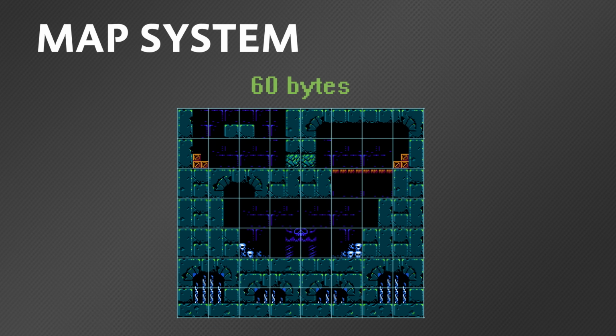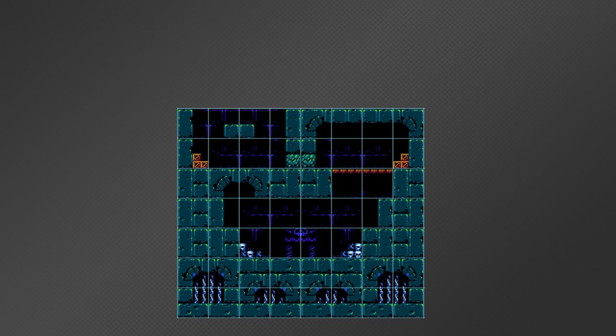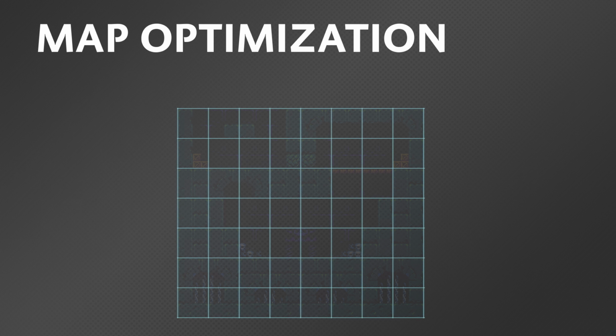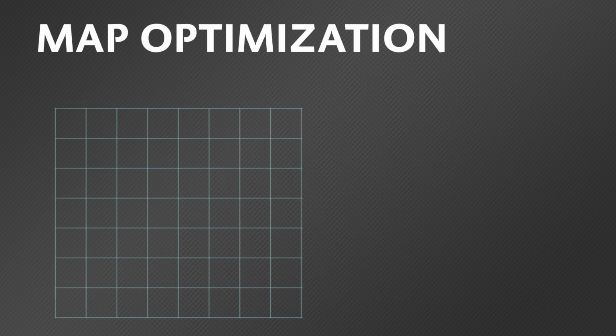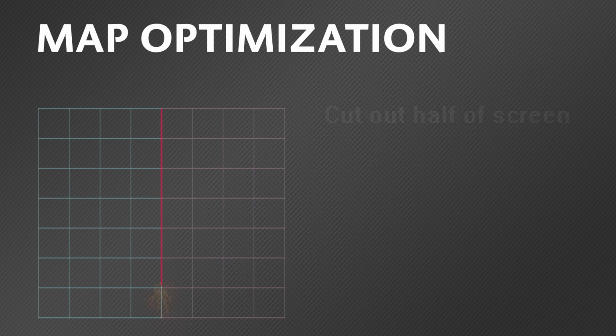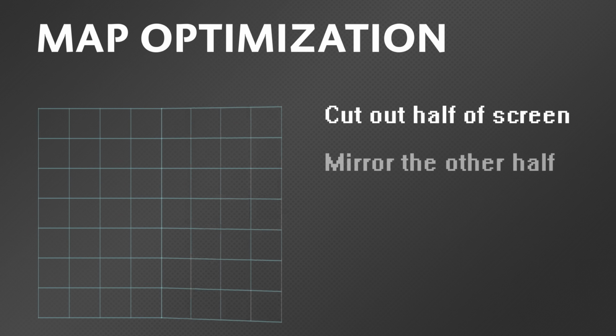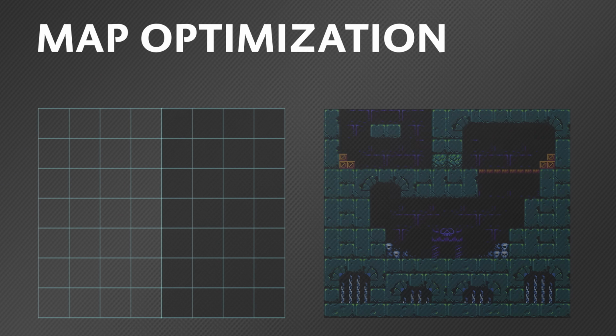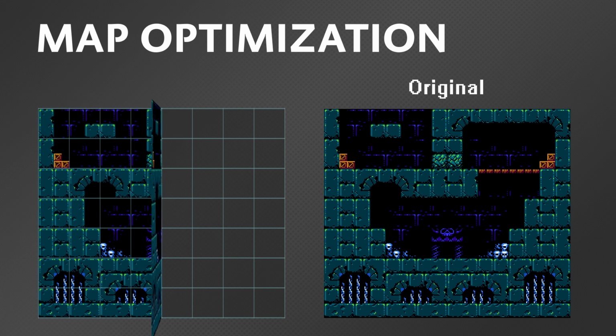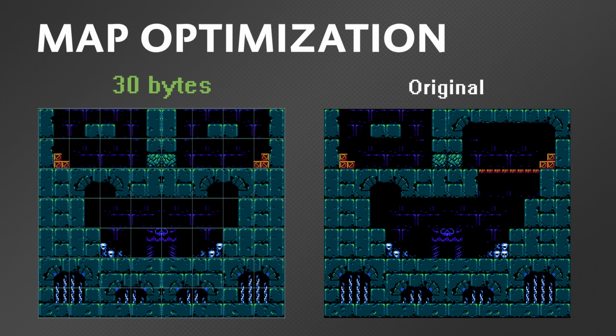Even if 60 bytes don't seem like much, the total map data of the game was still relatively large, so we searched for other ways to optimize it. And so we thought, what if the levels were symmetric? Okay, so let's remove half of the screen and mirror the left side. Ending up at 30 bytes per screen.